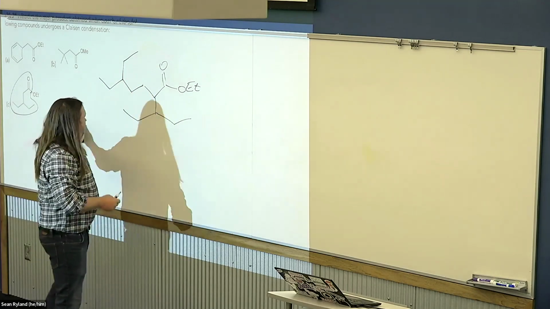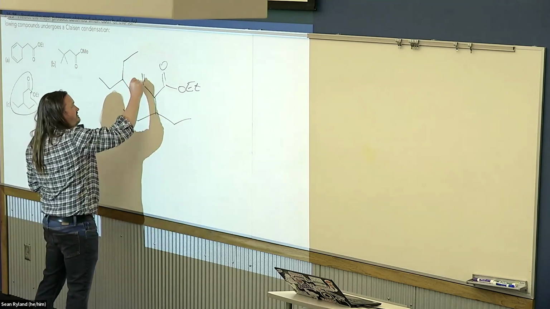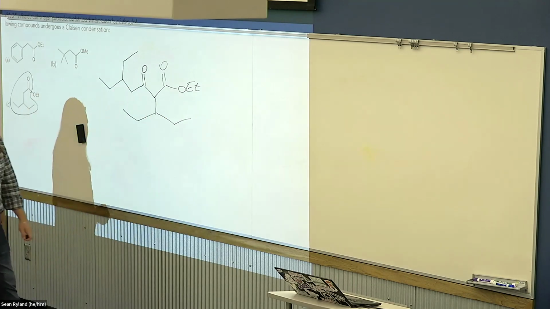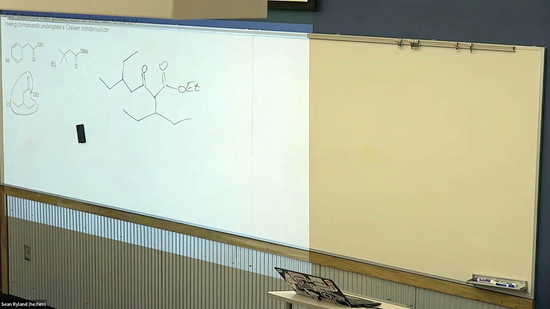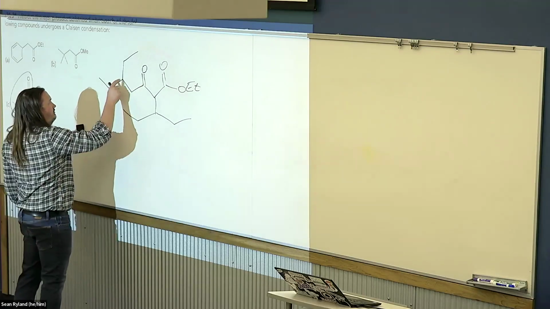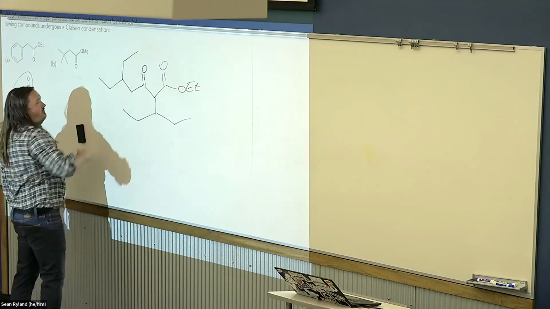It always helps to clean things up sometimes so that everything looks as close to 120-degree angles as possible. Make it look a little neater. Count your carbons: 1, 2, 3, 4, 5, plus an ethyl group.